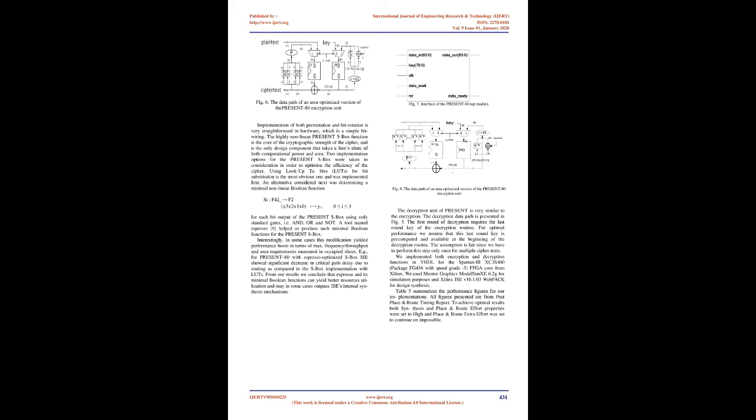For each bit output of the PRESENT SBOX using only standard gates, i.e. AND, OR, or NOT. A tool named Espresso helped us produce such minimal Boolean functions for the PRESENT SBOX. Interestingly, in some cases this modification yielded a performance boost in terms of maximum frequency/throughput and area requirements measured in occupied slices. E.g., for PRESENT-80 with Espresso optimized SBOX, ISE showed a significant decrease in critical path delay due to routing as compared to the SBOX implementation with LUTs.